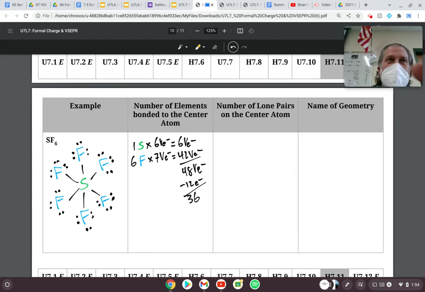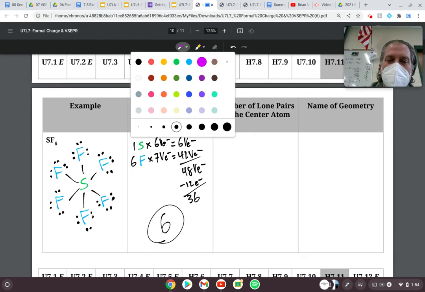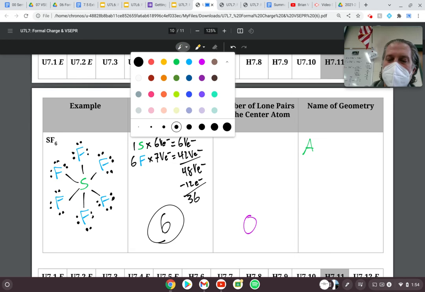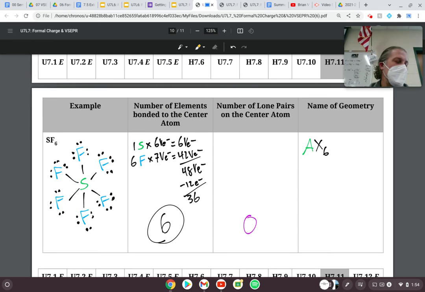The number of atoms bonded to the central atom is 6. The number of unshared pairs of electrons on the central atom is 0. So this could be an AX6, which is a structure that looks something like this. We have our central atom. We have 1, 2, 3, 4, 5, 6 atoms bonded to the central atom.